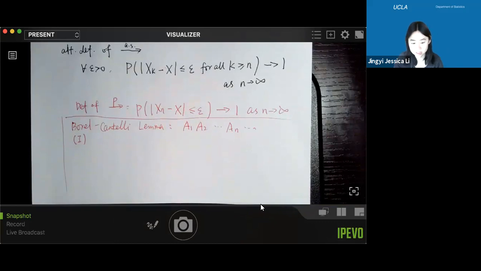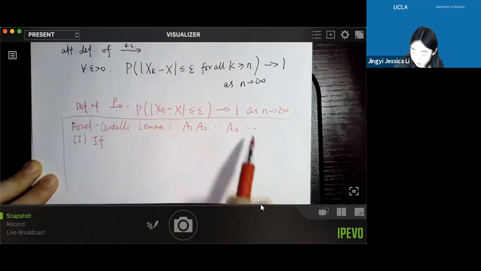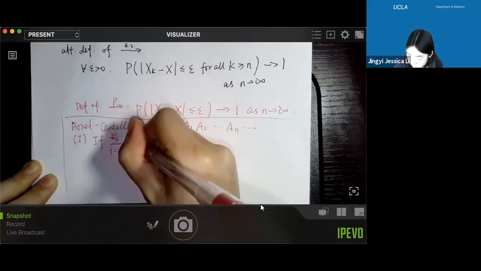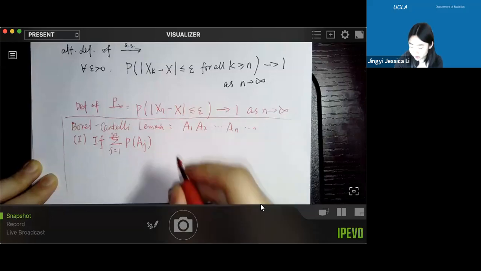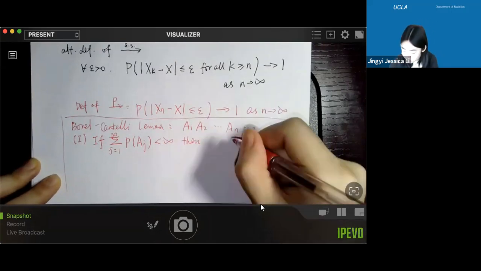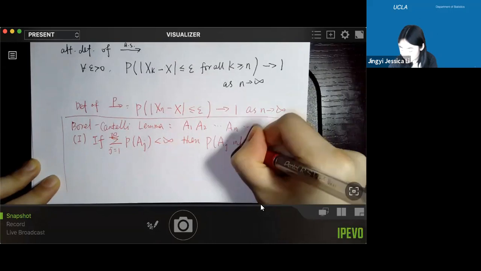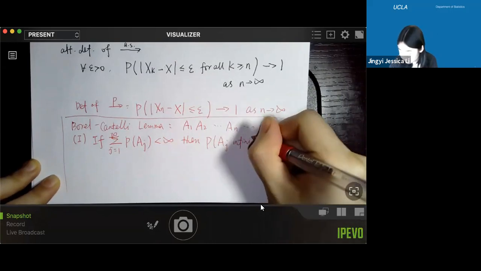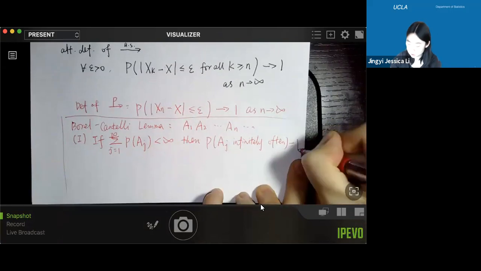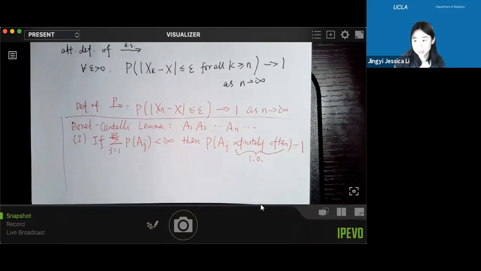So what this is talking about is this. If I have the sum of their probabilities, for J going from 1 to infinity, if the sum of the probabilities of AJ is finite, it's not infinity, then I would know that the probability that my AJs occur, and this is a very important phrase, infinitely often, holds with probability 1. So we often write this infinitely often in short as i.o. What does it mean?